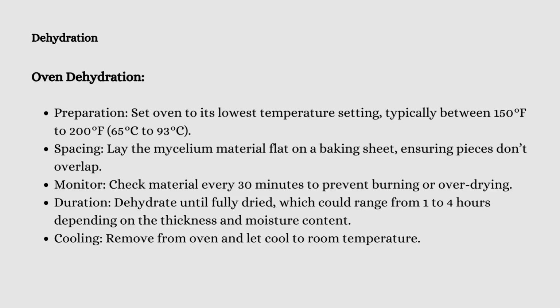And you're just going to want to set it between 150 to 200 Fahrenheit, which is 65 to 93 Celsius. This is like a vegetable dehydration setting. And you're going to lay the mycelium material flat on the baking sheet and ensure the pieces don't overlap because you want everything to be as exposed as possible. Eventually, you could flip your piece around halfway through so that you get the bottom part as well.